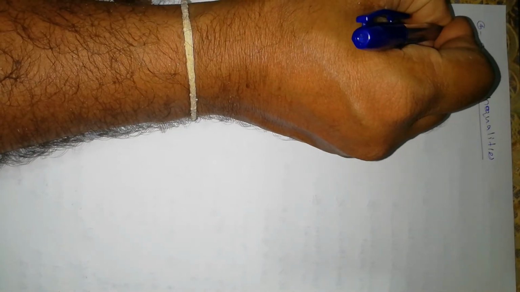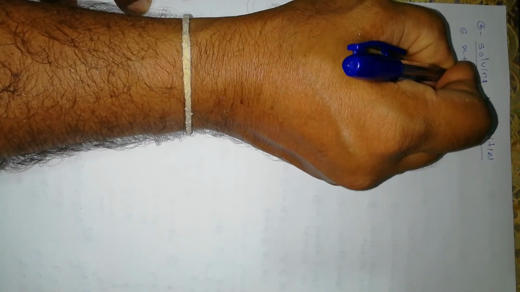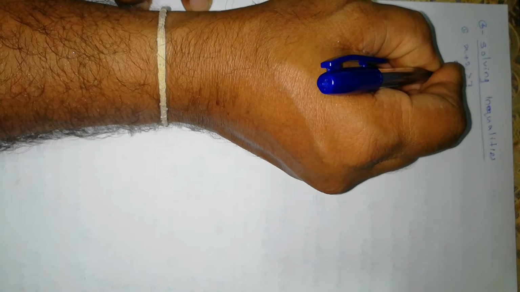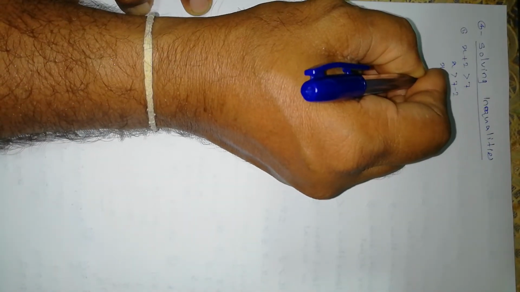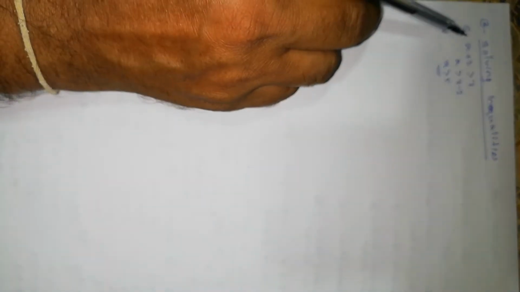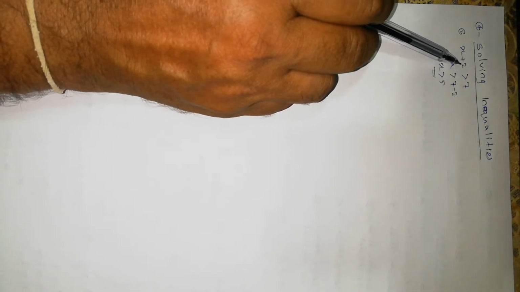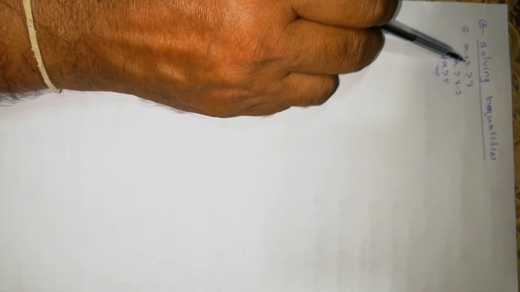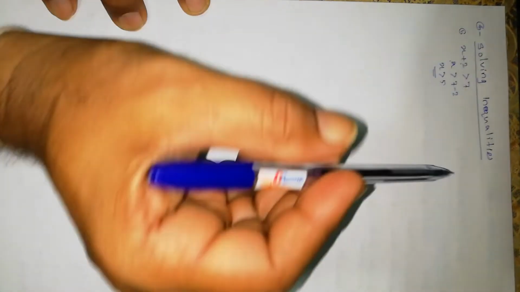First question, x plus 2 greater than 7. Use the same procedure, children. x is greater than 7 minus 2. x is greater than 5. Is it clear? In this case also you make x the subject, children. To make x the subject, you have to move this positive 2 from left to right. Positive becomes negative. If it is negative, it becomes positive, right?